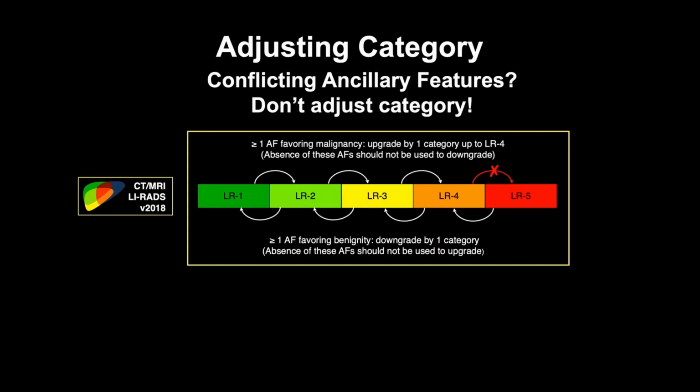What if you have conflicting ancillary features? The answer is simple here. You just don't adjust the category.